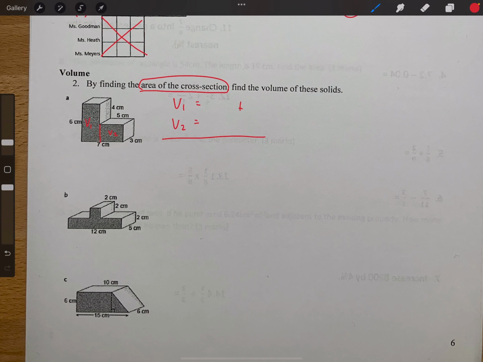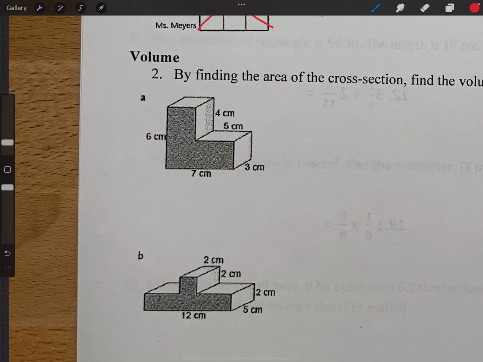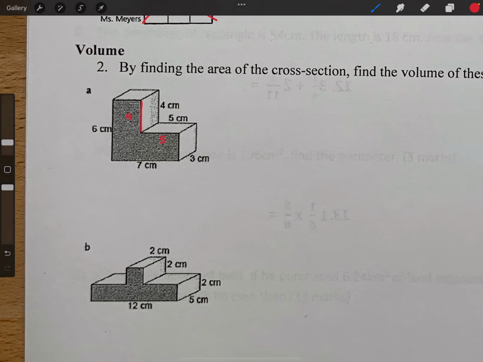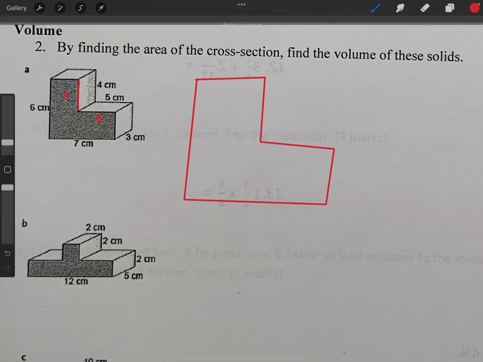This is what we do here. I'm not going to break the shape into 2 volumes. I want to find the area of this shaded bit. To find the area of the shaded bit, we know this is 4 and this is 5. So I'm going to redraw this area here.